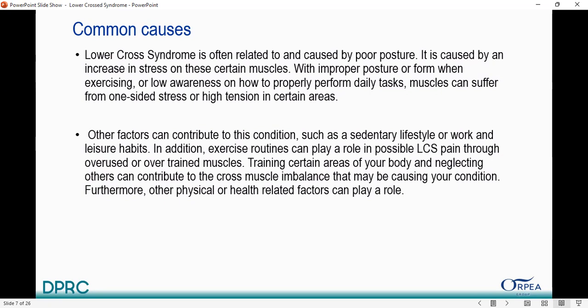Also, lower cross syndrome is associated with a large number of other conditions. These are included, but not limited to, lower back pain. Other conditions like lumbar sprain, strain, lumbar disc herniation, lumbar disc bulge, hamstring strain, hip flexor strain, quadriceps strain, and rectus abdominis strain can also be associated with lower cross syndrome.